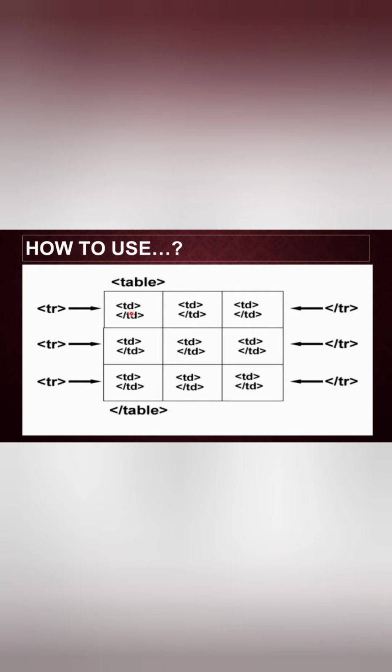Then we have to enter the td pair of tags. In between these td pair of tags, we have to enter the data that you want to insert in that cell. Td pair of tags are used to create a cell. Cell means the data that you want to enter in this particular cell, that you have to enter in between these td pair of tags. Clear?